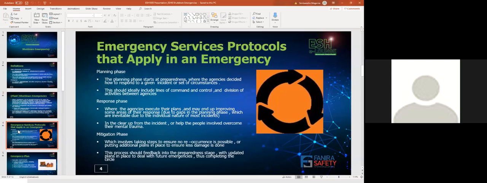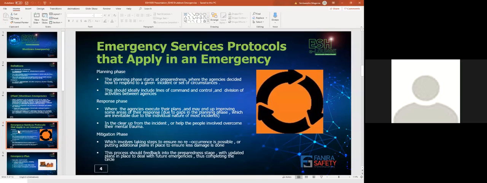During emergencies, there are certain things that we should ensure we have at the workplace, especially emergency service protocols that apply in an emergency. And there are certain phases that we should use to manage the scenarios we encounter during shutdown emergencies. You can check that there is a planning phase, a response phase, and a mitigation phase.